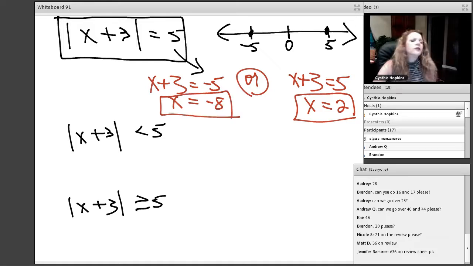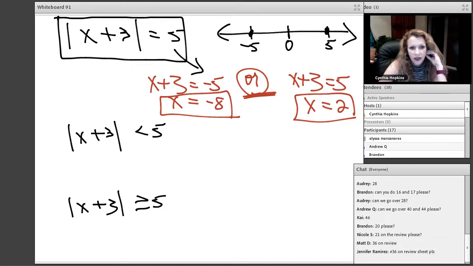Okay, and if you go back and plug those in, it will satisfy that equation. If I plug in -8, -8 + 3 is -5, but the absolute value of -5 is 5. If I plug in 2, 2 + 3 is 5, and the absolute value of +5 is 5. So those are my two answers with the word or in the middle: x = -8 or x = 2. Those are your two answers.